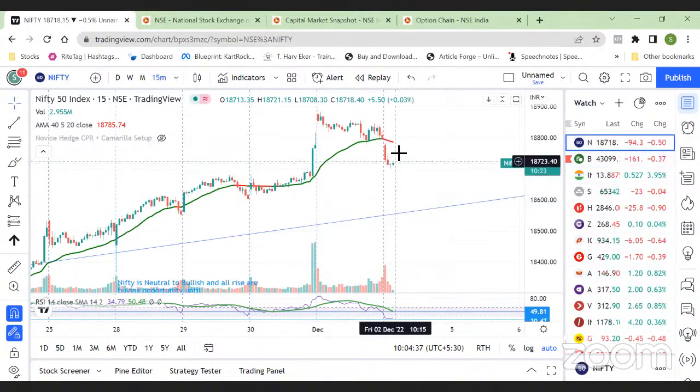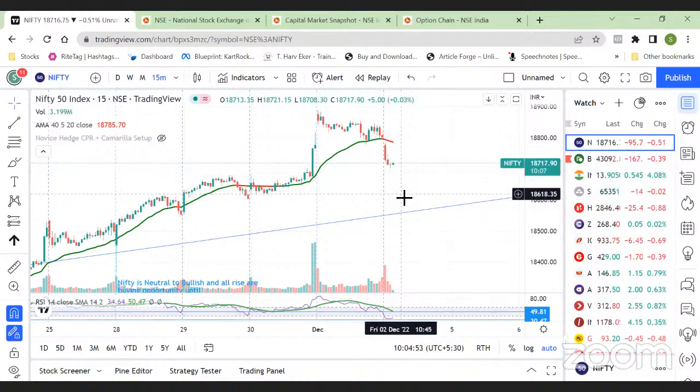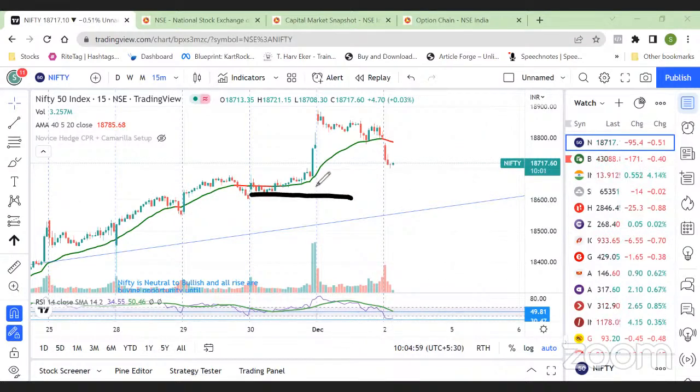Nifty may give some slight bounce, but if it cannot give any bigger bounce, and if it starts falling below 18,700, then another 50 points can easily come. It may come and test these levels. Maybe it will take some support here or here. We'll have to see where it is going to take some support.